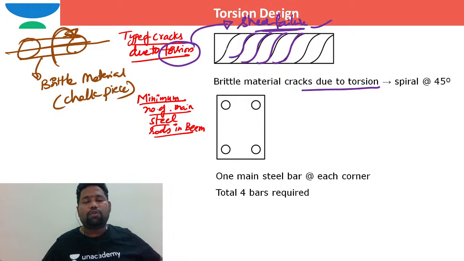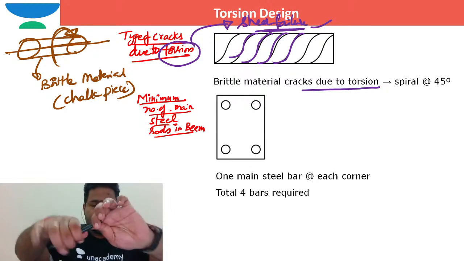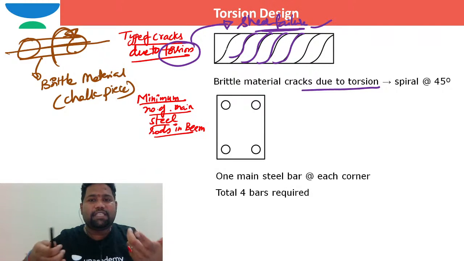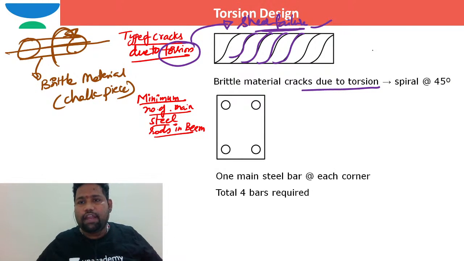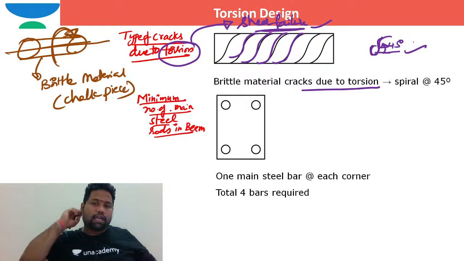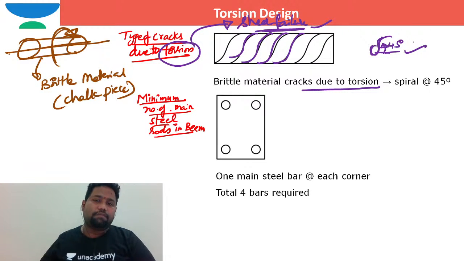If you want to check, you can take a chalk piece and try to twist it, because chalk is a brittle material. How will the failure be? The failure of the chalk piece will be, you are able to see, in a spiral way, and the crack is spiral at an angle of 45 degrees. So this is how the cracks will form in brittle materials because of torsion, right?